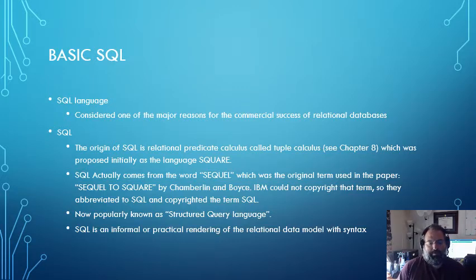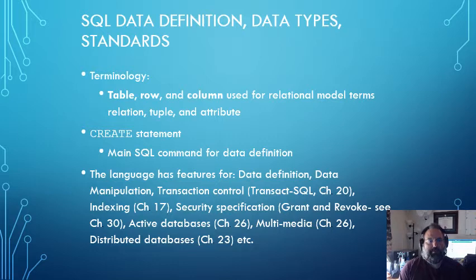SQL is an informal or practical rendering of the relational data model with syntax, and it does several different things, and we'll go over each one of those. Starting off with SQL data definitions, data types, and standards. There's some terminology that's always essential to understand. Table, row, and column are used in SQL for the relational model terms relation, tuple, and attribute.